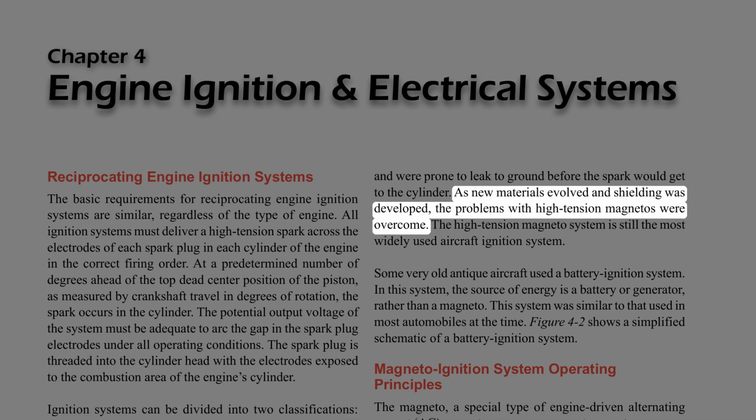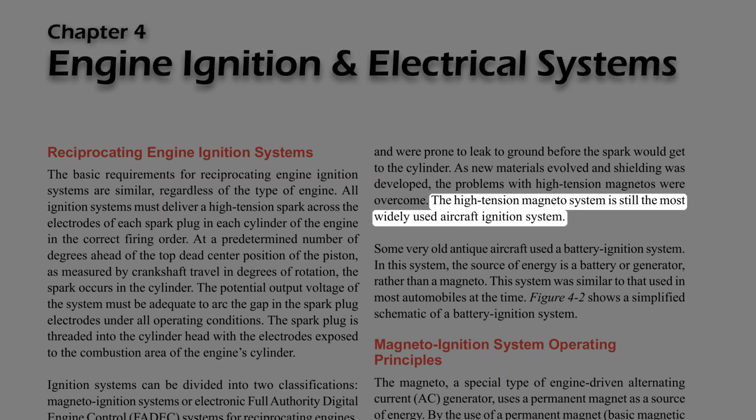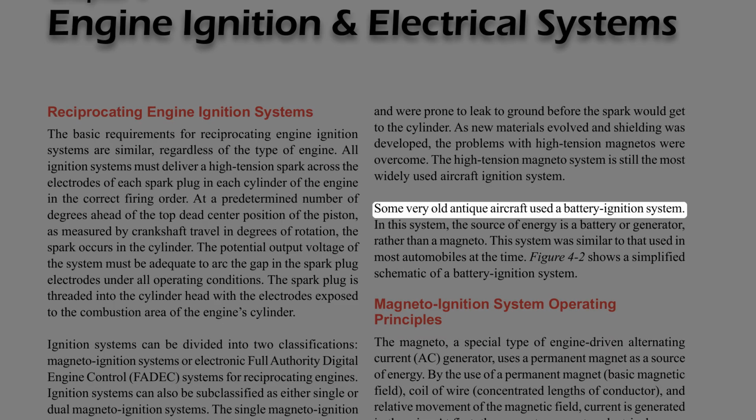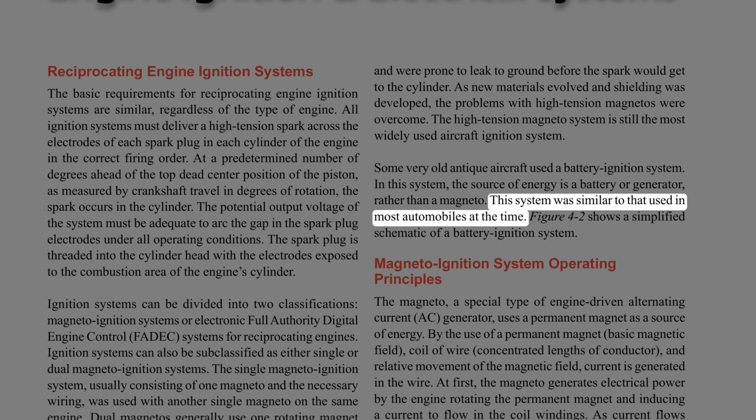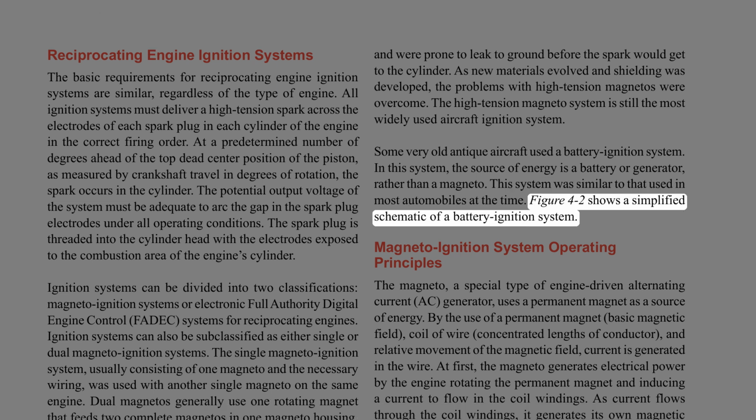As new materials evolved and shielding was developed, the problems with high-tension magnetos were overcome. The high-tension magneto system is still the most widely used aircraft ignition system. Some very old antique aircraft used a battery ignition system. In this system, the source of energy is a battery or generator, rather than a magneto. This system was similar to that used in most automobiles at the time. Figure 4:2 shows a simplified schematic of a battery ignition system.